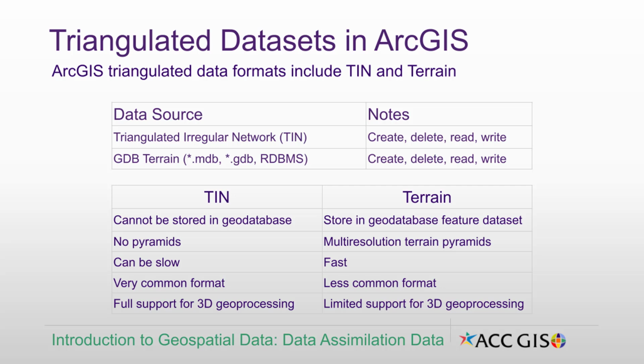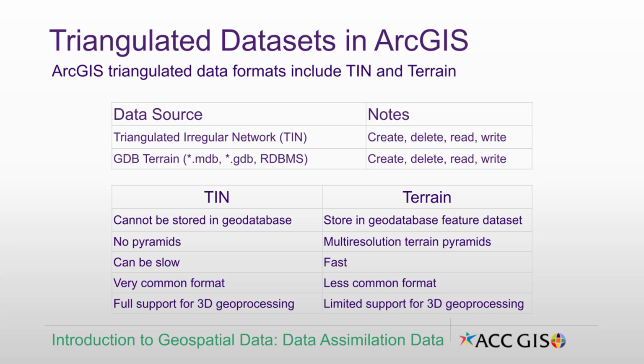In ArcGIS, we typically only work with two triangulated data formats: triangulated irregular networks, or TINs, or Esri geodatabase terrains. Both of those formats can be created, deleted, read, and written in ArcGIS. Now, what are the differences then? Well, a TIN cannot be stored in a geodatabase, but a terrain can. A TIN does not allow for pyramids.